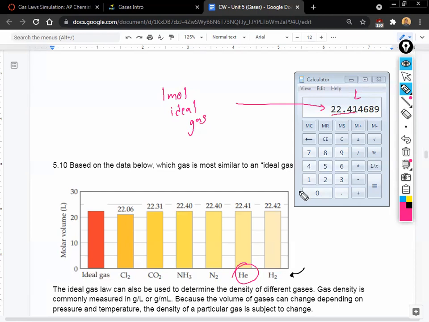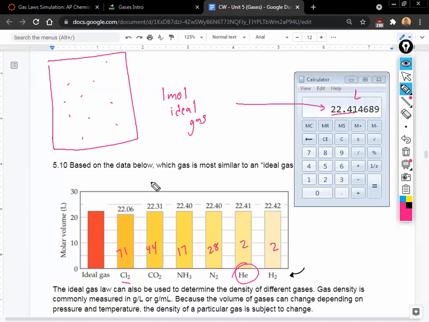22.414. Okay, now this is actually kind of significant because remember the assumptions that we made about the ideal gas. We said that we assume that the gas molecules take up no space, right? We don't assume the space of the actual molecules. Well, if you guys notice, helium is very, very small. Cl2 has a molar mass of like 71. Carbon dioxide has one of 44. Ammonia has one of 17. Nitrogen is 28. Helium is 2. Okay, hydrogen is also 2.